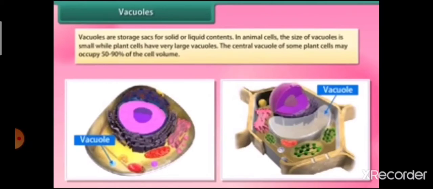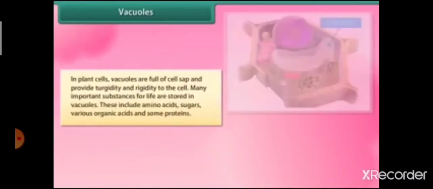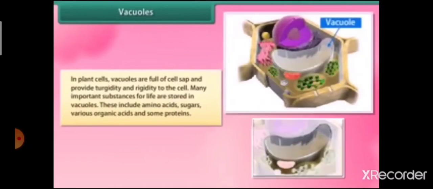In plant cell, vacuoles are full of cell sap and provide turgidity and rigidity to the cell. Many important substances for life are stored in the vacuoles. This includes amino acids, sugars, various organic acids and some proteins. These amino acids and sugars are important for the production of chromosomes.